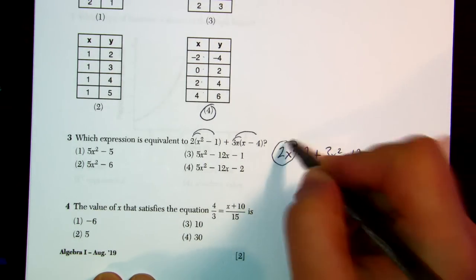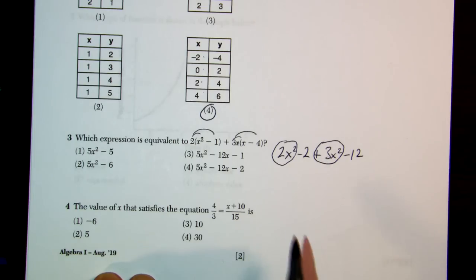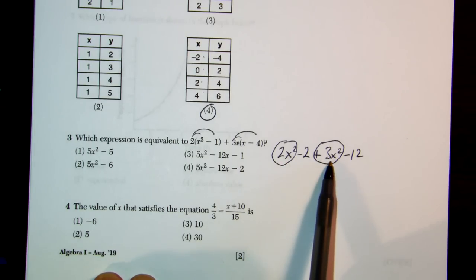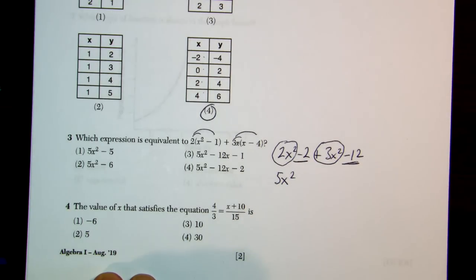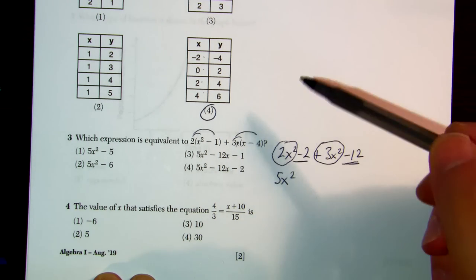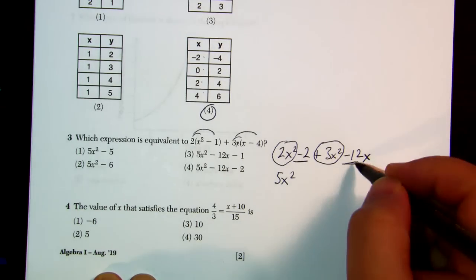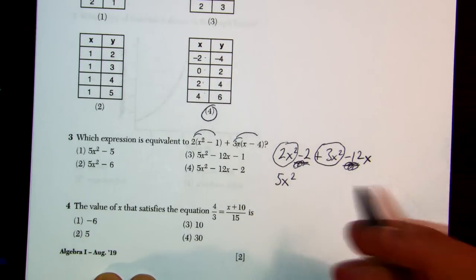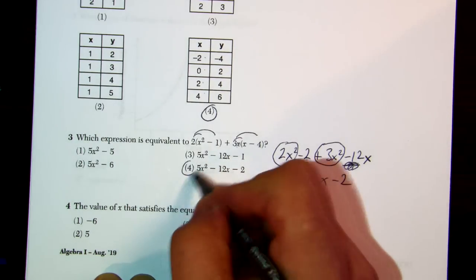Combine like terms. I see my couple x squareds here. Remember to circle the sign in front because that tells you what to do. So we have 2x squared plus the 3x squared, which is the 5x squared. And then we have a minus 2 and a minus 12. And that's going to give us a minus 14. Oh, I messed up. So because this is 3x times that minus 4, it's going to have an x at the end here. So we can't combine these. Whoopsie. So we got a negative 12x and then a minus 2, which gives us choice 4 to be the answer. All right.